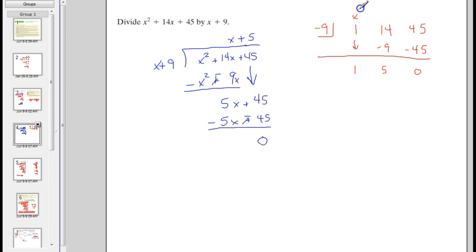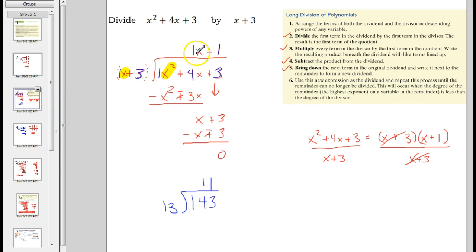Okay, this was x squared, x, and a constant. So this is going to be x, constant. Remainder is 0. So that's 1x, or just x plus 5 with no remainder. So there's my answer. And again, we see that's the same thing that we got here.